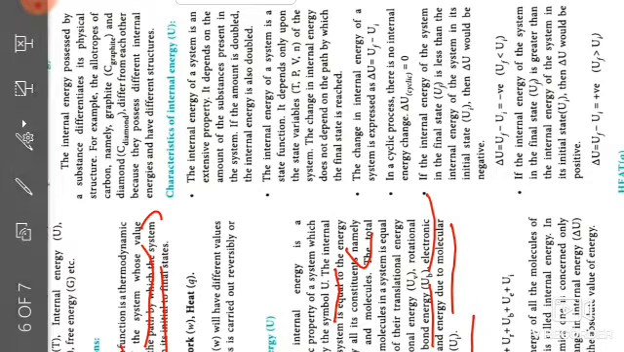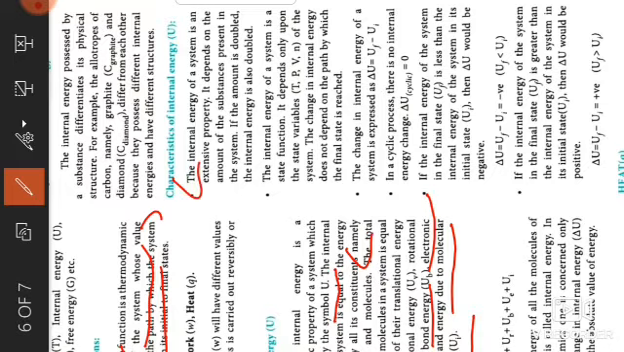First, the internal energy of the system is an extensive property. Another one is the internal energy of the system is a state function. So I am marking here; you also mark in your textbook. That point is enough. So first point is the internal energy of the system is an extensive property, and another one is it is a state function, and another one is it depends only upon the state variables: temperature, volume and pressure.